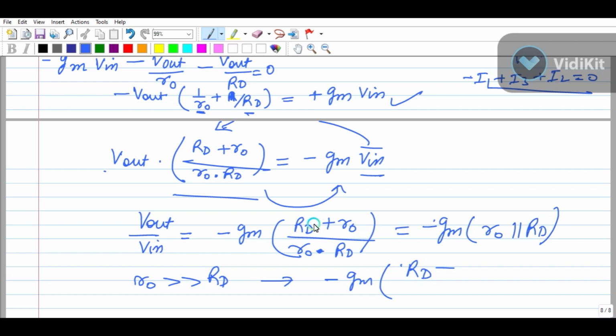I did some mistake. Yeah, it will be dot. Okay, it's multiplication, this will be plus. This will go on top, this will come down. Okay, so it will be R naught divided by R naught. So R naught cancels. So it will be minus GM RD. Okay, so this is your gain AV.